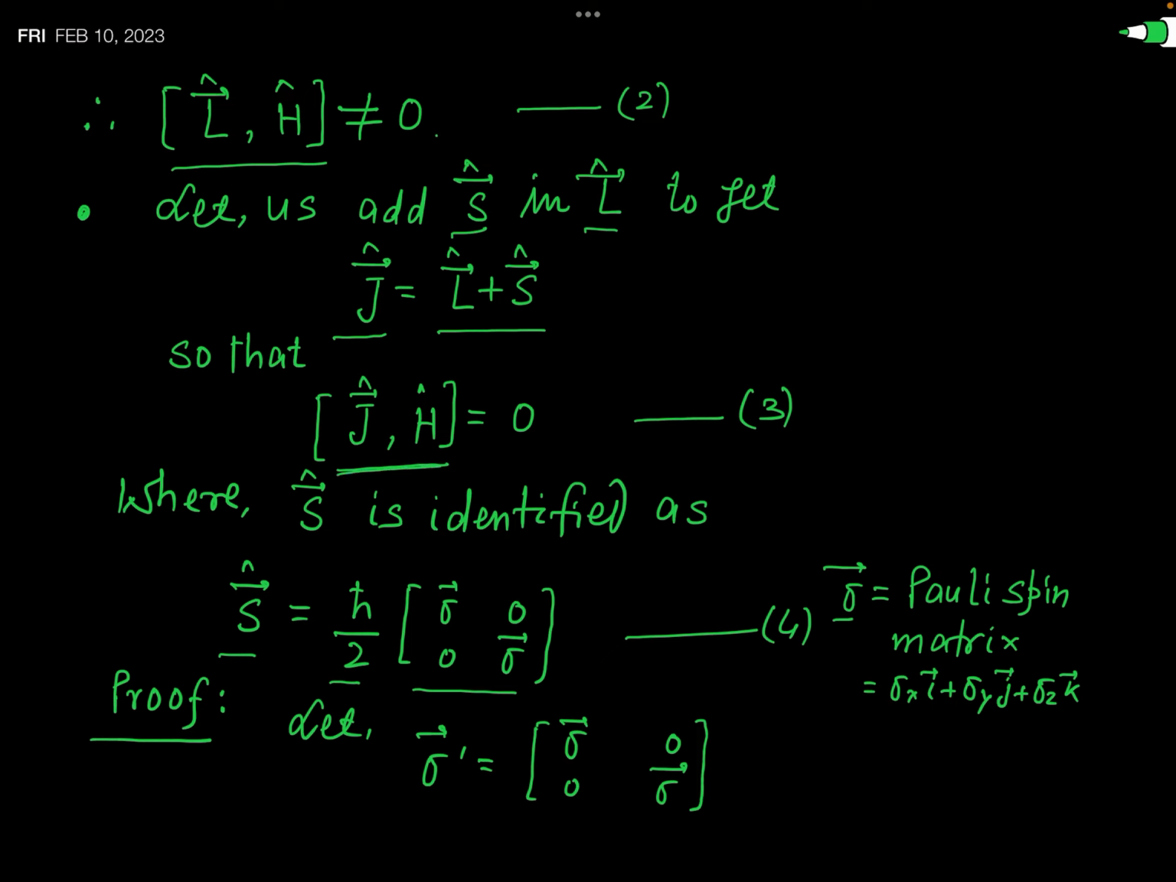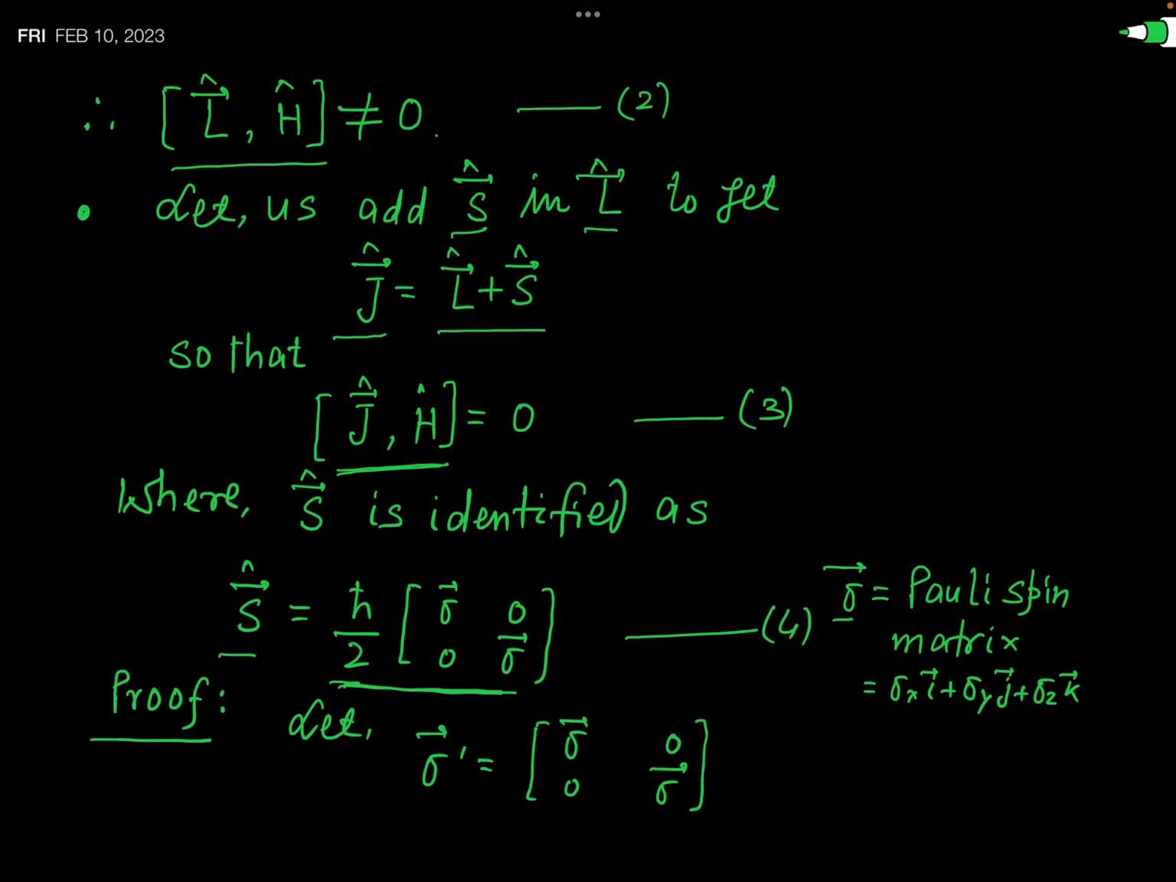It means if you define this operator s hat in this manner, then after adding s with L we get J, and that J will actually commute with H. Then you can say that although L is not a constant of motion, L plus s, which is defined via this equation 4, is a constant of motion. But how can you say that s is defined like this? I have mentioned it here directly, but now we will clarify it and prove it.